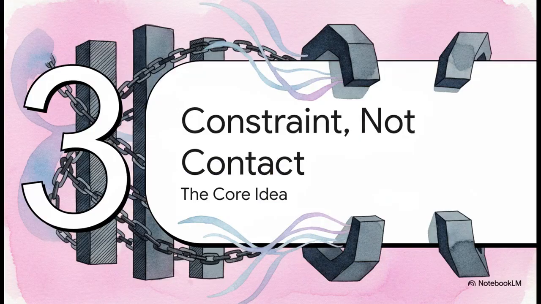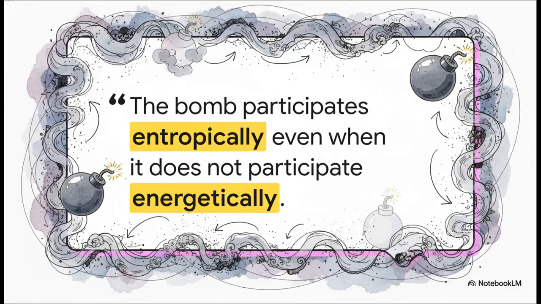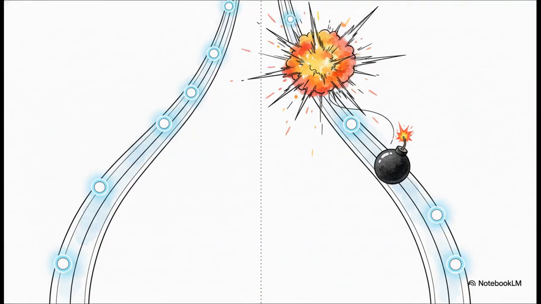Okay, moving on to section 3. This is the absolute core of the whole theory, so let's really break it down. Constraint, not contact. This quote right here says it all. The bomb participates entropically even when it does not participate energetically. So what does that actually mean? It means that even if zero energy is exchanged, no photon hits the bomb, no heat, nothing, the bomb's mere presence is still an active player in the experiment. It's still changing things.